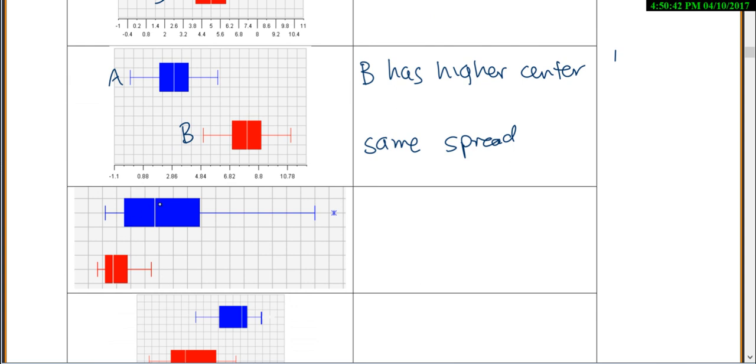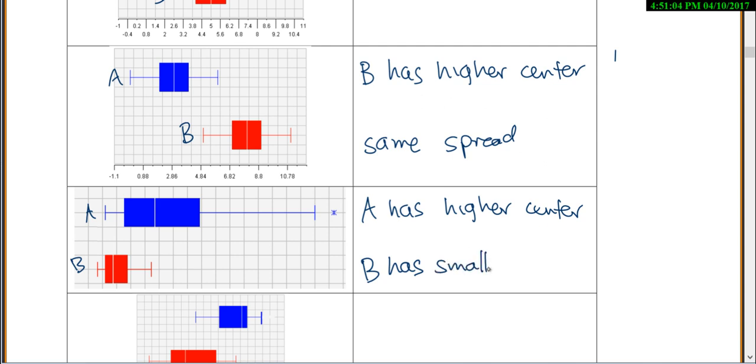For my next one, here's A and B again. It looks like A, most of their numbers are a bit higher. The center is certainly higher. So A has a higher center. And if we compare the spread, B seems to be a lot skinnier. So B has a smaller spread, or it's skinnier. So it definitely has a smaller interquartile range. That also means it would have a smaller standard deviation, just less spread.